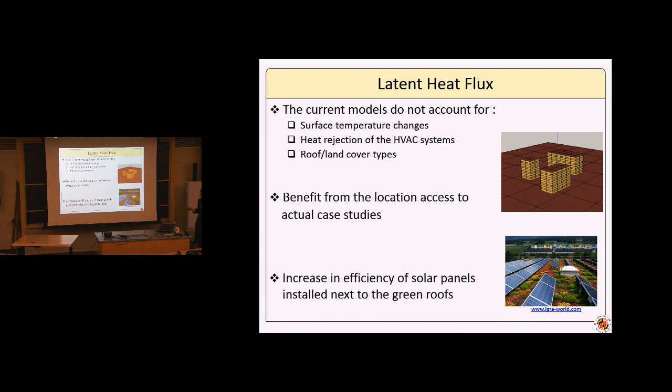Let's say I have different kinds of land cover types and roof types. So here I'm trying to put some visions of how we could account for that. They are not being accounted for right now. We are looking at the individual aspects, but we don't have these all together.